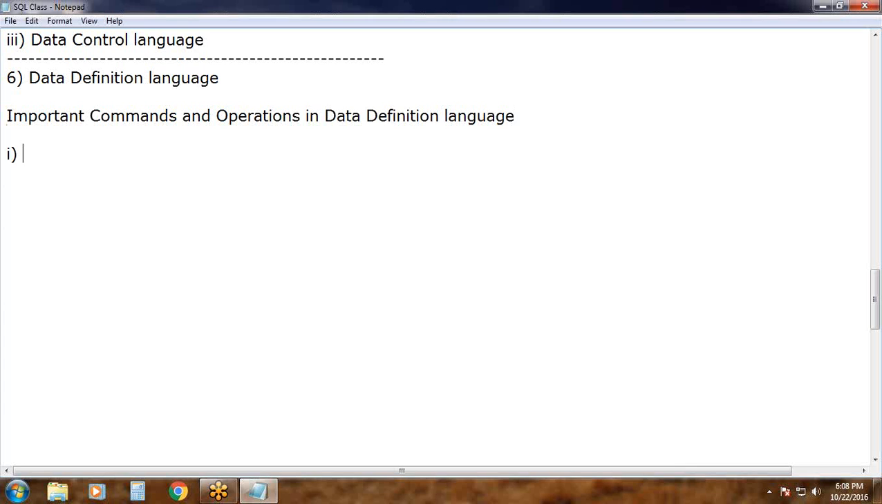Observe, Raja. First, create. SQL is not case sensitive. Create is one of the commands. You can use uppercase or lowercase, no issue. What is the purpose of the create command? It is used to create databases, new databases, and database objects.